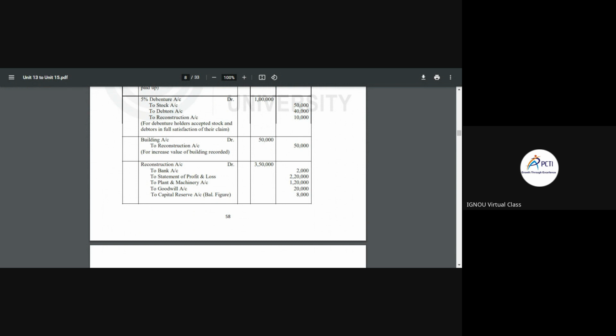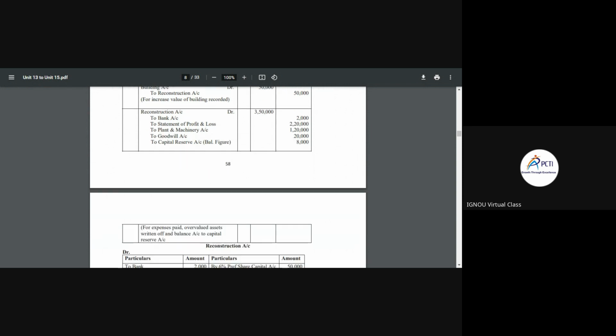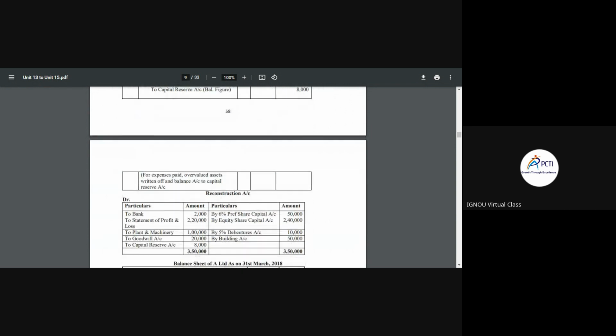Next entry will be reconstruction account debit to bank account, to statement of profit and loss account, to plant and machinery account, to goodwill account, to capital reserve account, and the amount of capital reserve will be the balancing figure.